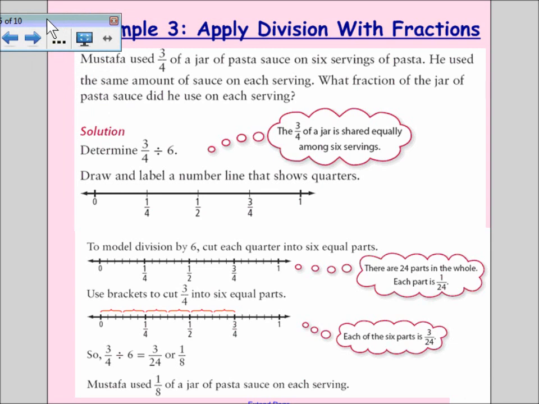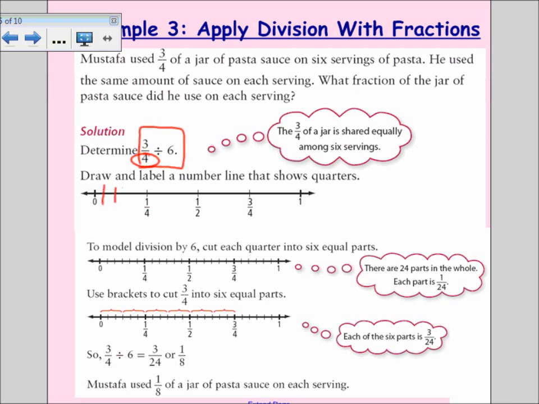Mustafa used 3/4 of a jar of pasta sauce on 6 servings of pasta. He used the same amount of sauce on each serving. What fraction of the jar of pasta sauce did he use on each serving? So we've got 3/4 divided by 6. So draw and label a number line that shows quarters, because we have quarters right here. We divide each one by 6.